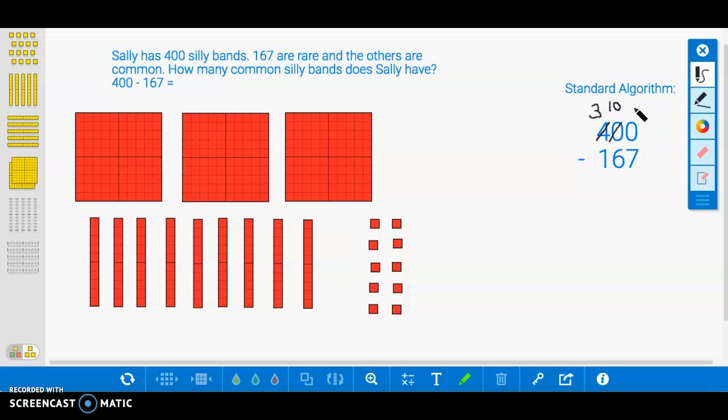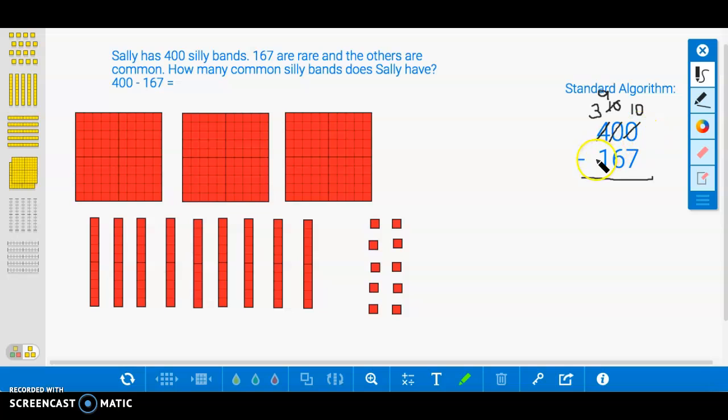Well, if we leave that there, then we still have no ones. So we need to take a 10 from the 10 tens, which will leave us with 9 tens. And then that leaves us with 10 ones. Now we have enough for each place value to be able to subtract. Now we can begin subtracting.